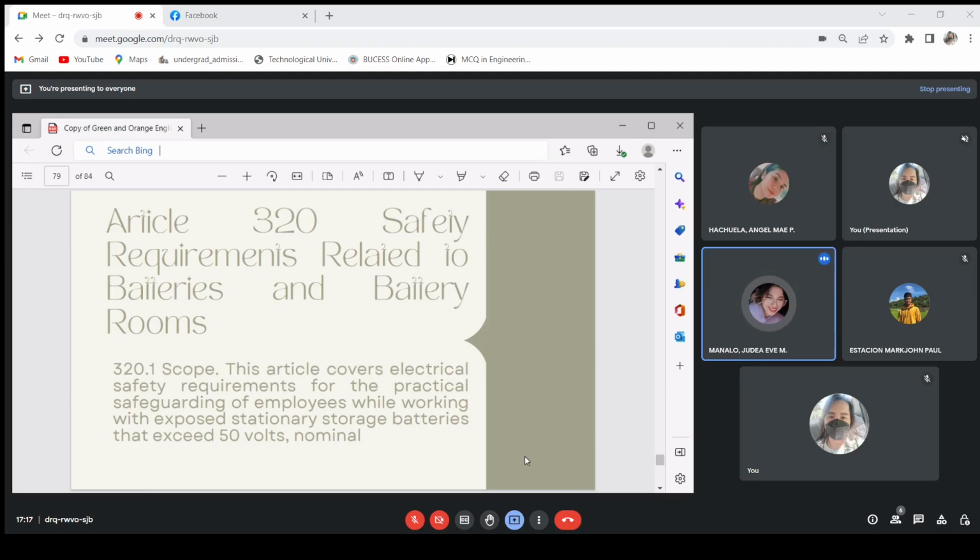So in Article 320, this article covers the electrical safety requirements for the practical safeguarding of employees while working with exposed stationary storage batteries that exceed 50 volts nominal. So, merong required person din dito na authorized personnel na kailangan in charge of handling this kind of premises, or other person that should be appointed or selected by the person in charge of the premises who performs certain duties associated with stationary storage batteries.